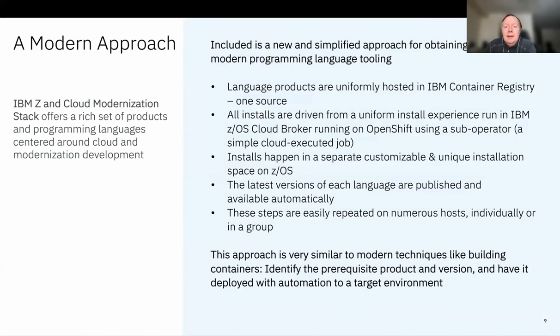The nice thing here is that the language products are all uniformly hosted in IBM Container Registry, one source. I alluded to earlier this notion of, oh, I need to go find, okay, where's the Node offering? Where is the Python offering? Where's the Go offering? Things of that nature. In this case, all that goes away. I have entitlement to one set of stuff in the IBM Container Registry, and that gives me access to Node, Python, Go, Java, and a C++ compiler.